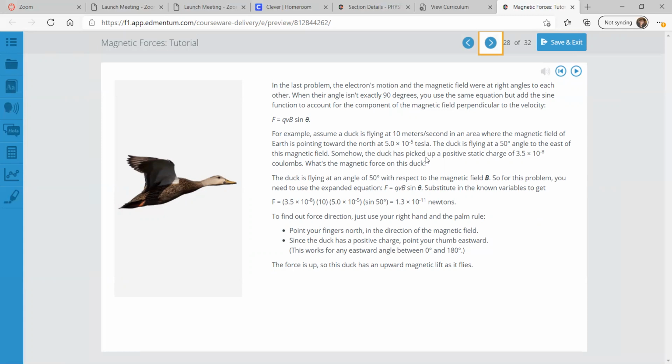For example, a duck is flying 10 meters per second in an area where the magnetic field of the Earth is pointing towards the north at 5 times 10 to the negative 5th Tesla. The duck is flying at a 50-degree angle to the east of the magnetic field. Somehow the duck has picked up a positive static charge of 3.5 times 10 to the negative 8 coulombs. What's the magnetic force on this duck? Well, if you plug everything in and then sine 50 degrees, because that's the angle between the magnetic field lines and the charge, that's the number you wind up with.